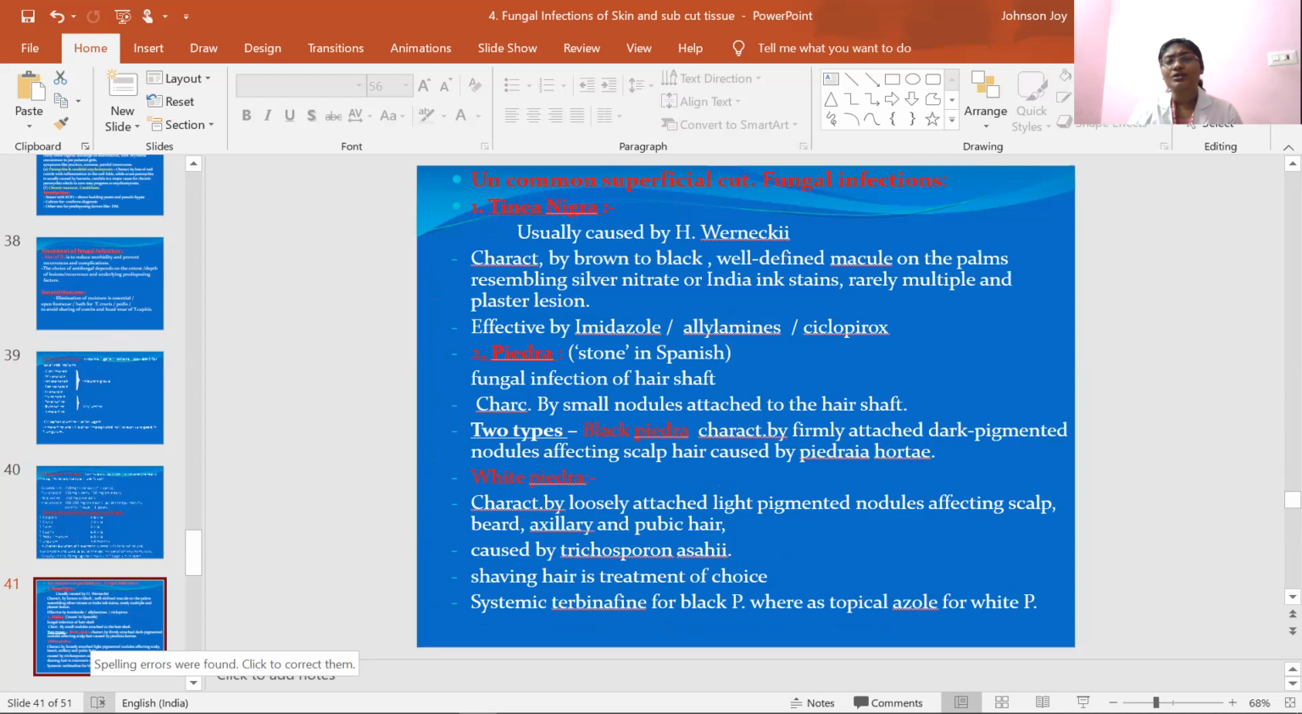Next is piedra, or stone. Piedra means stone in Spanish. It is a fungal infection of the hair shaft, characterized by small nodules attached to the hair shaft. There are two types, black piedra and white piedra.